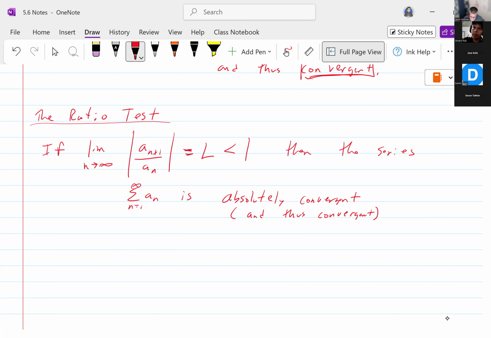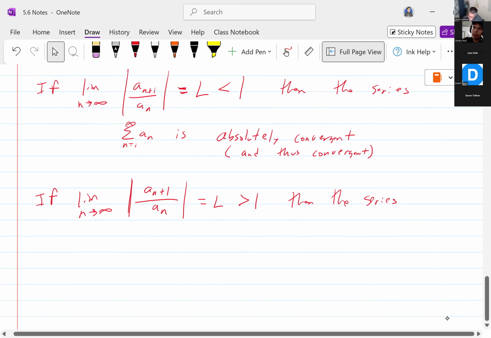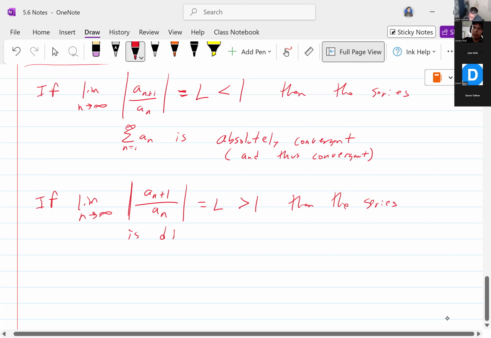Okay, if the limit as n goes to infinity of a sub n plus 1, that's the (n plus 1)th term, over the nth term, the absolute value of this ratio, if that equals some limit L, and that is greater than 1, then the series a sub n is divergent.